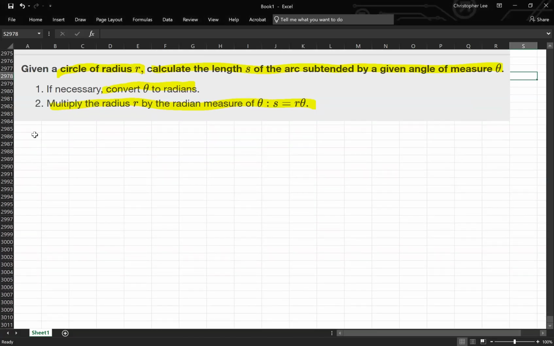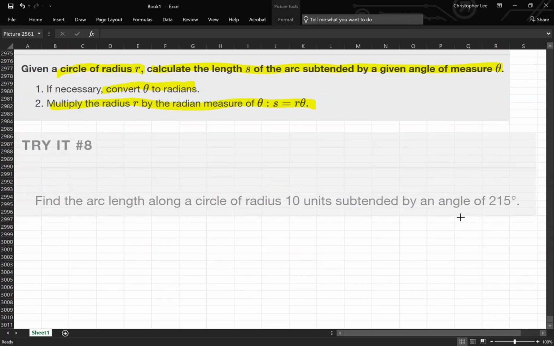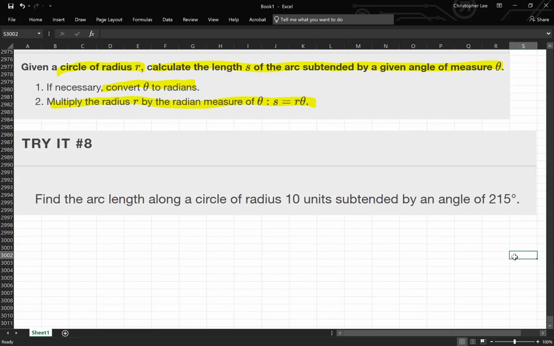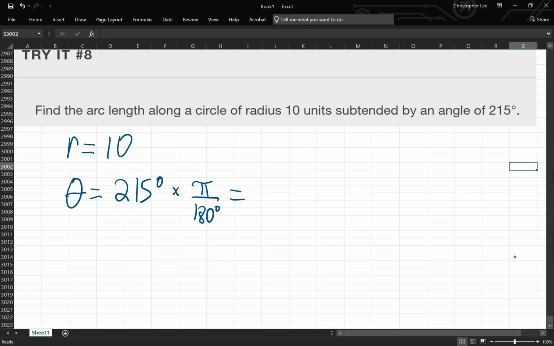Let's just do one example together, then we can call it at that. In this question, we want to find the arc length along a circle of radius 10 units subtended by an angle of 215 degrees. My only issue here is I have the angle in degrees, so switch that to radians. I know my radius is 10, but my angle theta is 215 degrees. I want to multiply that by pi over 180, that's the one to go to radians. Multiply straight across.